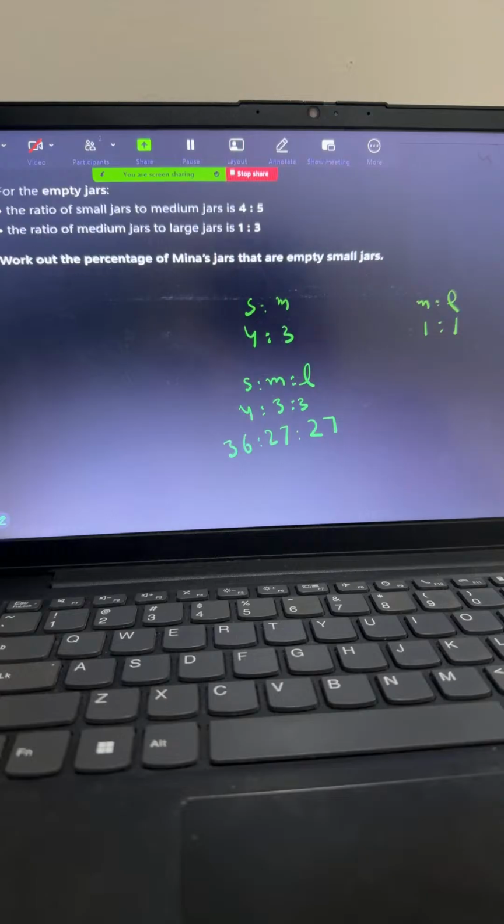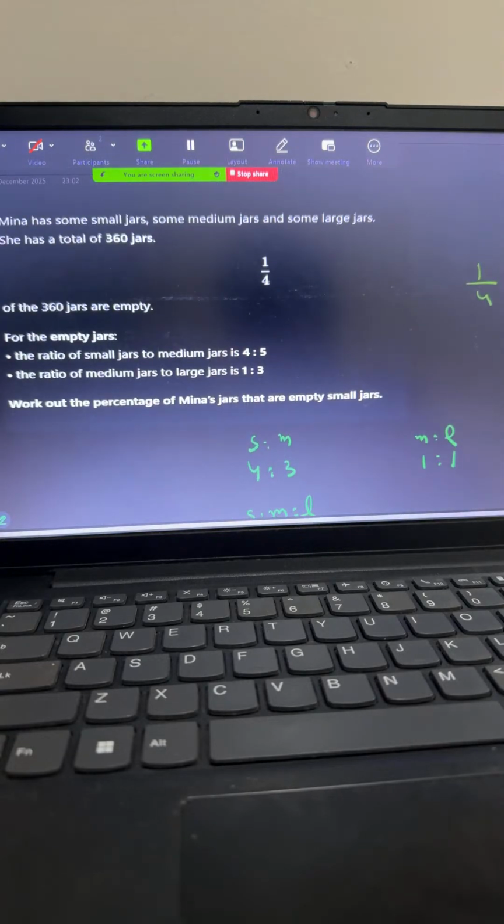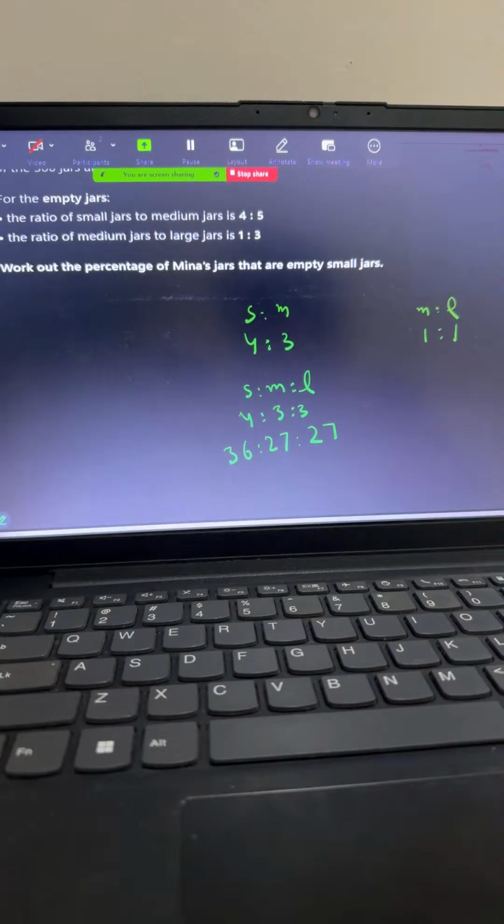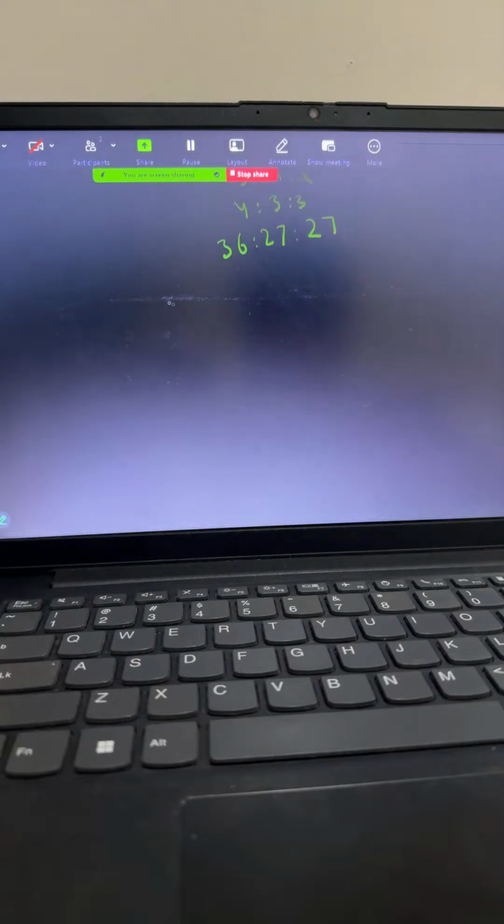Okay, so now there are 36 empty small jars, right? And how many total jars are there? 360. Can you find the ratio? Oh, sorry, the percentage. Work out the percentage of Mina's jars that are empty small jars. So we know that the small empty jars is 36, and total is, how much was the total? 360.